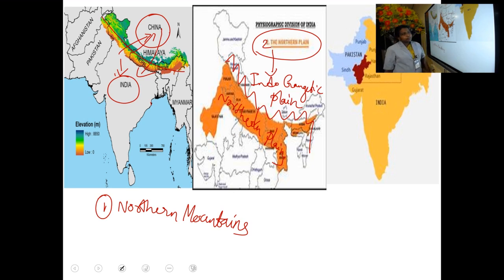And 3 major rivers which start from the Himalayas flow through these northern plains. Do you remember the names of these rivers? One is Indus, another one Ganga, and another one Brahmaputra.